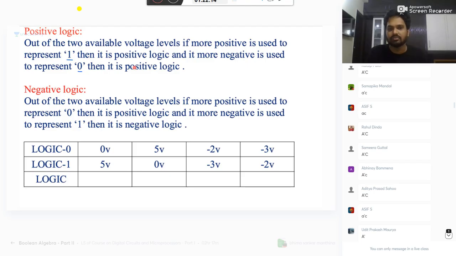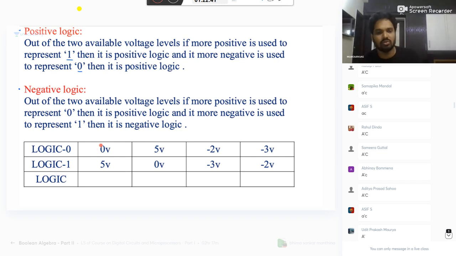If the more negative is used to represent 0, then it is positive logic. You understand that? Similarly, if you do the reverse: the more positive is used for representing 0 and the more negative is used for representing 1, then it is called negative logic. Wait. Statements will always be confusing, that's why we should understand with the help of an example. So come to the example.